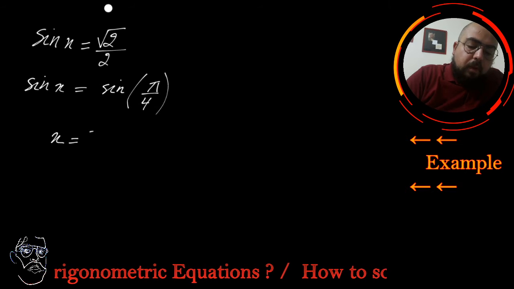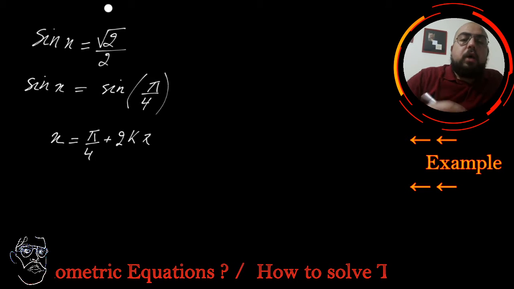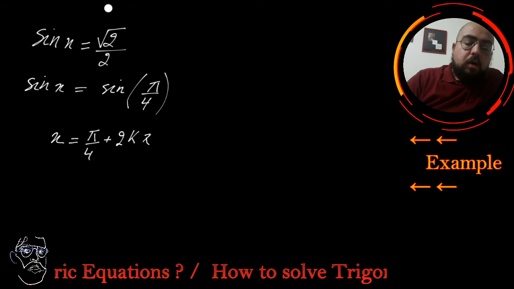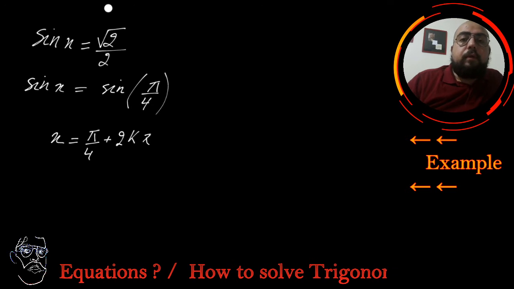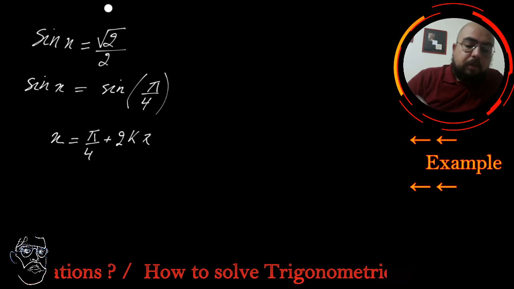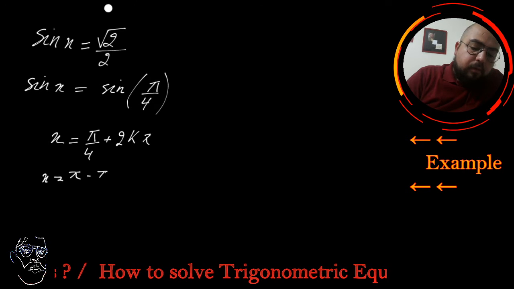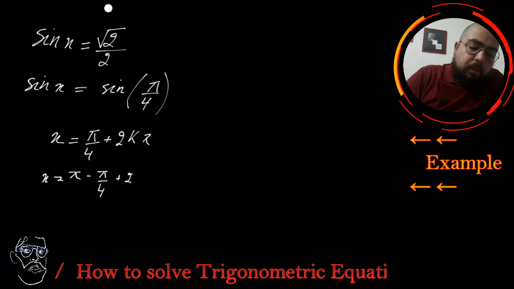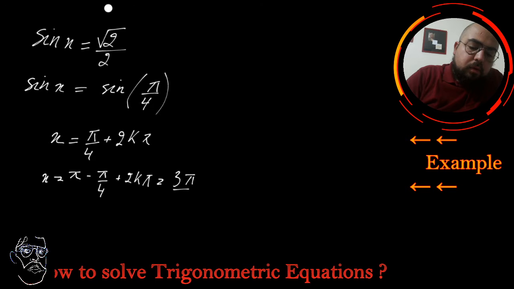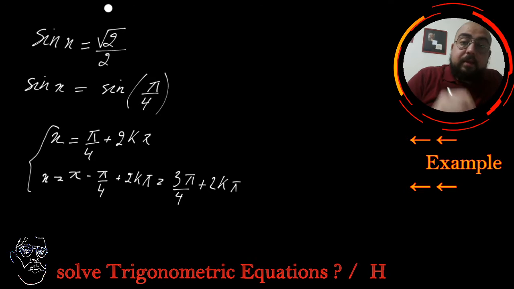X is equal to pi over 4 plus 2k pi. 2k pi means the whole revolution. It could be once, twice, 3 times, depending on the value of k. It could take values 1, 2, 3, 4 until infinity, or -1, -2 until minus infinity. The second solution is x is equal to pi minus pi over 4 plus 2k pi, so it's 3 pi over 4 plus 2k pi. These are the solutions for this equation.